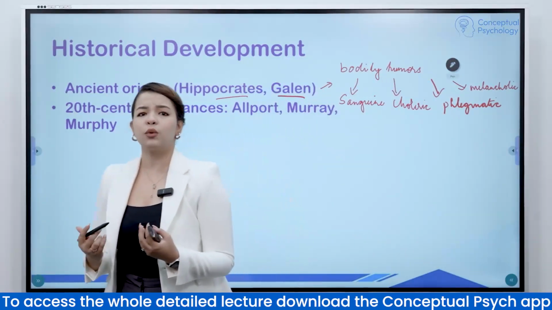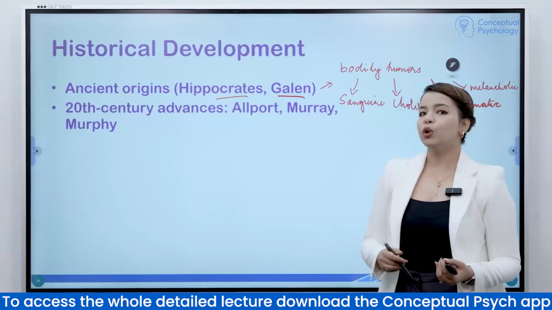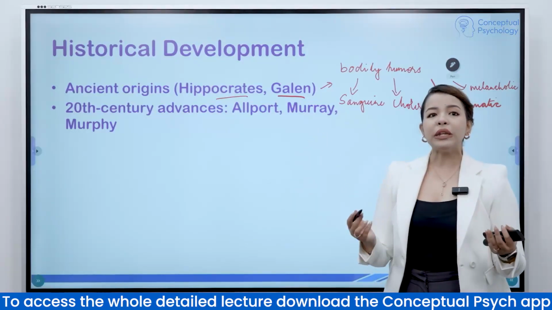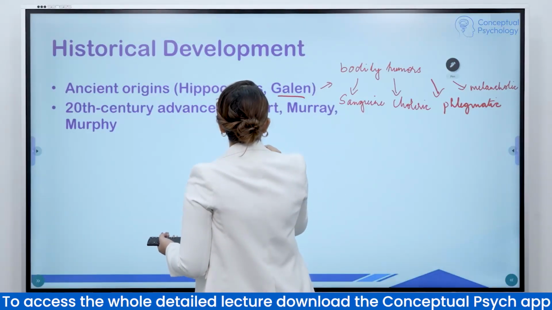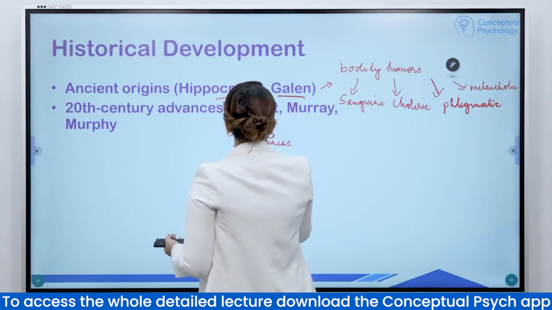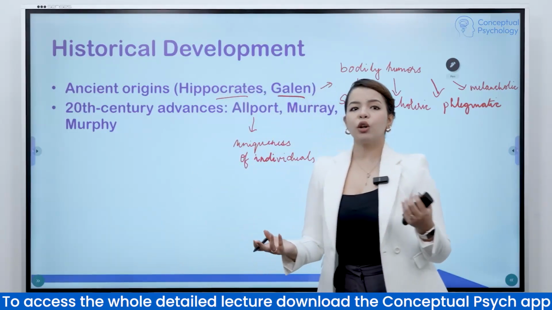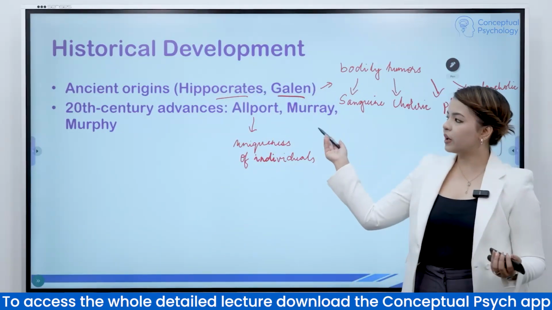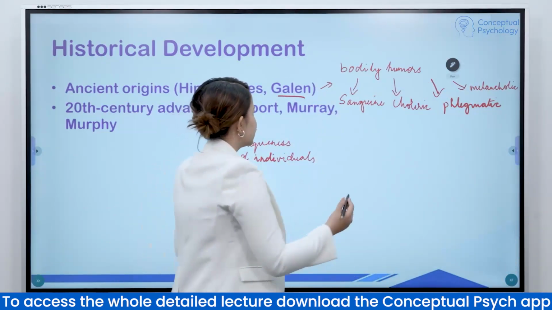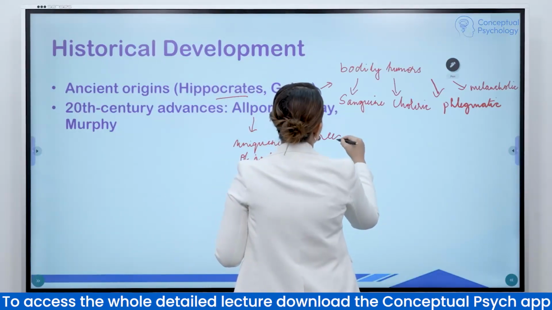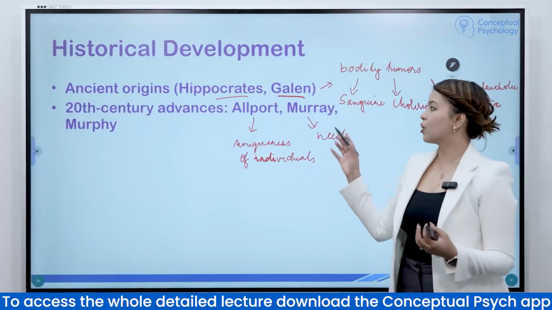Fast forward to the 20th century, we encountered thinkers like Gardner Allport, who emphasized the uniqueness of individuals. And then onward to the works of Henry Murray, who emphasized the concept of psychogenic needs. So he basically talked about needs. It is our needs which drive personality according to Murray.